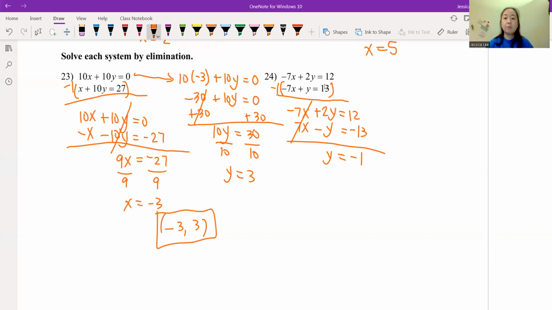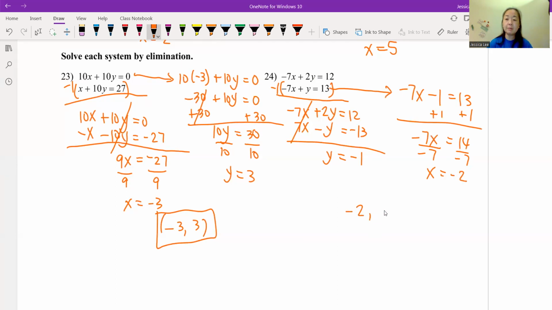And then we're going to just plug this in. I'm going to plug this into the bottom one. So I got -7x minus 1 is equal to 13. Remember, y is just right there, so it's just -1. And then, again, two-step equation. So add 1 to both sides. -7x is equal to 14. Divide by -7, x is equal to -2. So again, remember x comes first, so -2, -1.